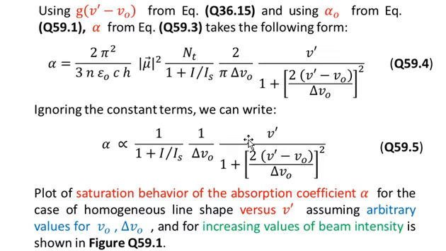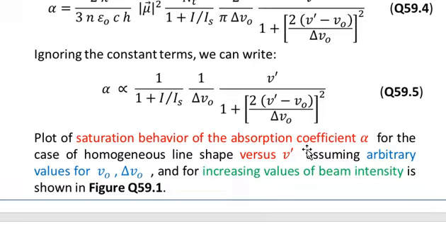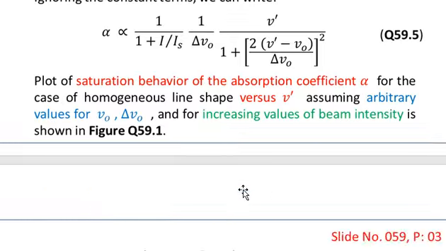Now the plot of saturation behavior of the absorption coefficient alpha. The behavior of this alpha may be referred to as the saturation behavior. So the saturation behavior of the absorption coefficient alpha for the case of homogeneous line shape versus frequency nu prime, assuming arbitrary values for nu naught and delta nu naught, and for increasing values of the beam intensity, is shown in figure number 59.1. So the plot is shown over here.